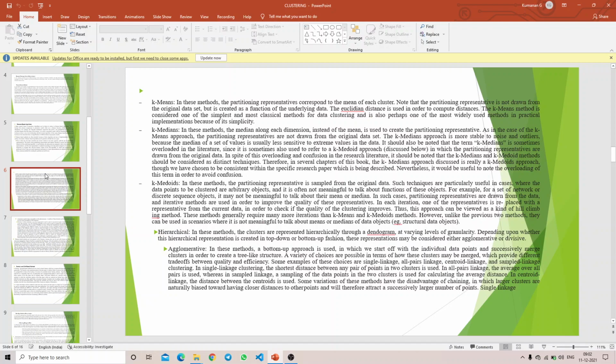K-means. In this method, the partitioning representative corresponds to the mean of each cluster. Note that the partitioning representative is not drawn from the original dataset, but is created as a function of the underlying data. The Euclidean distance is used in order to compute distance. The k-means method is considered one of the simplest and most classical methods for data clustering and is also perhaps one of the most widely used methods in practical implementation because of its simplicity. It is very easy to use and is used by everyone.